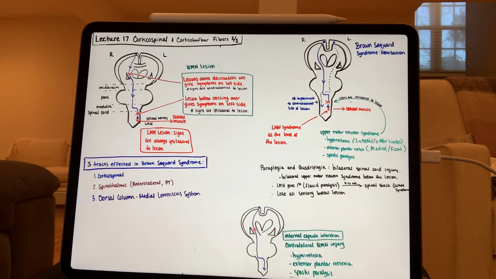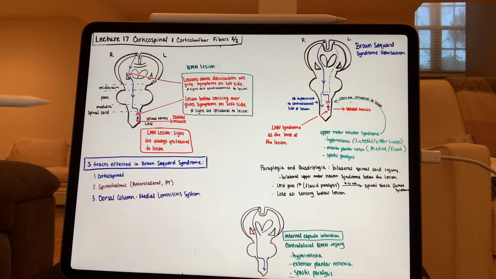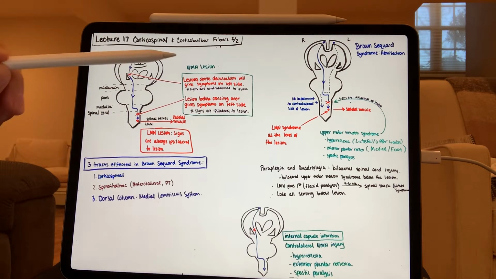This is lecture 17. Even though it says 2 of 2, this is actually 3 of 3. This is our very last board. Here we're going to talk about lesions, upper motor neuron and lower motor neuron lesions, specifically talking about motor tracts, even more so specifically the lateral corticospinal tract. We're going to discuss Brown-Séquard syndrome, and we're going to go into it.